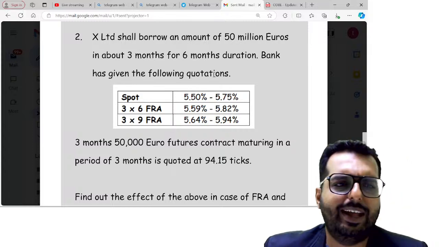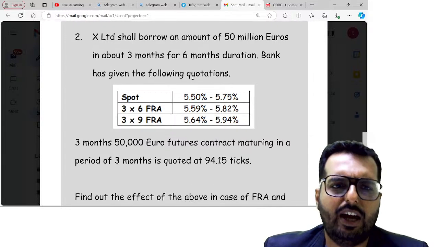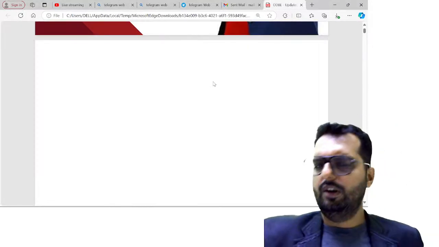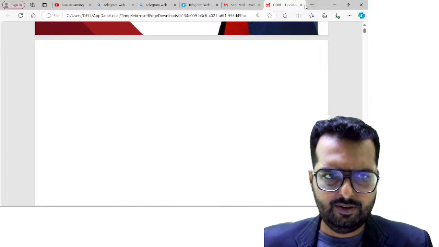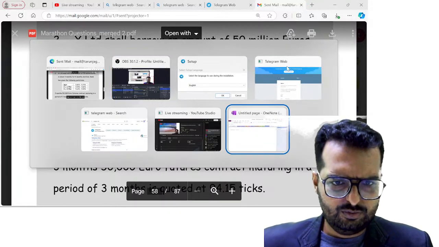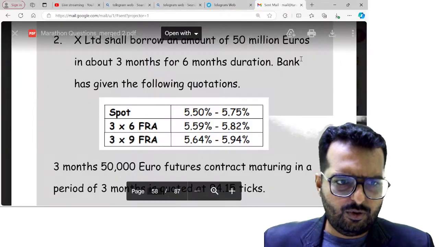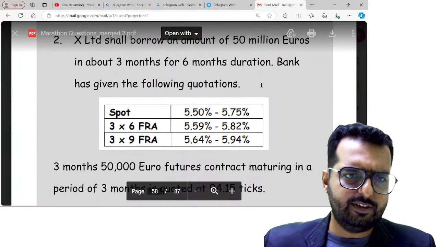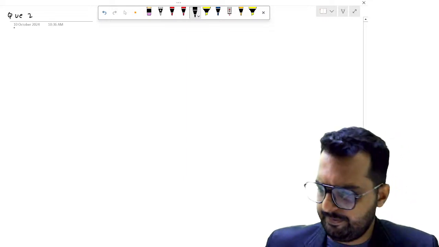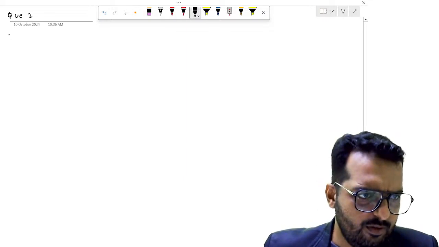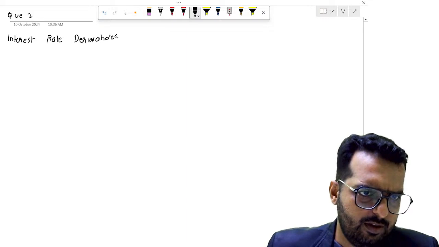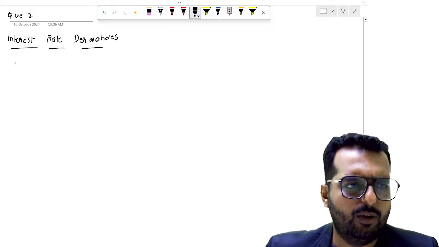Fine, friends. Now we are going to the next part, that is FRA and IRF. So shall we start by writing the basic data first? So I'll just write down. What is the question number 2? Question number 2 of interest rate derivatives. So I'll write down a heading. Question 2. Interest rate derivatives.